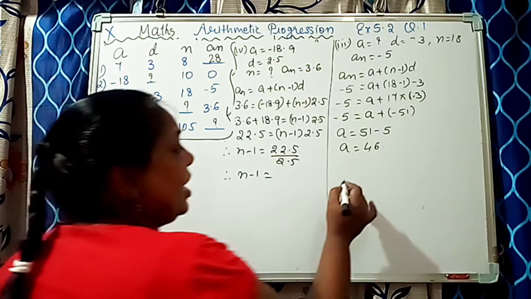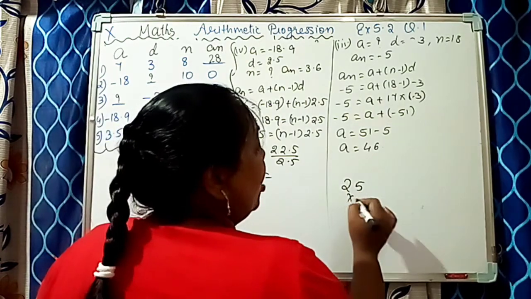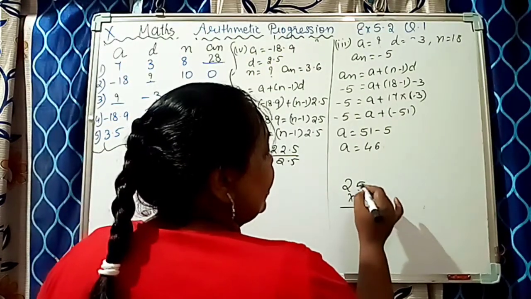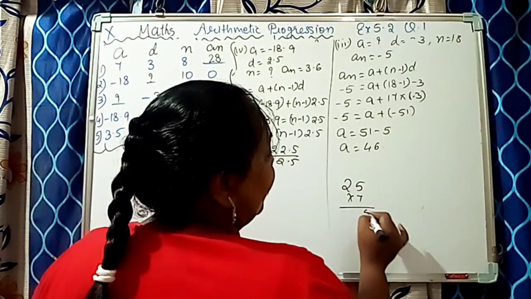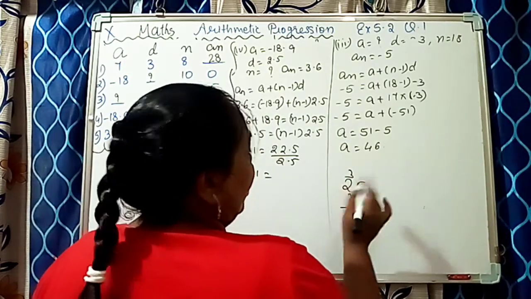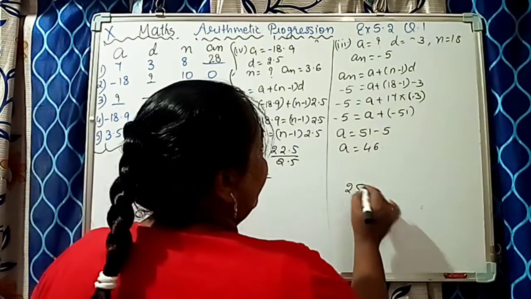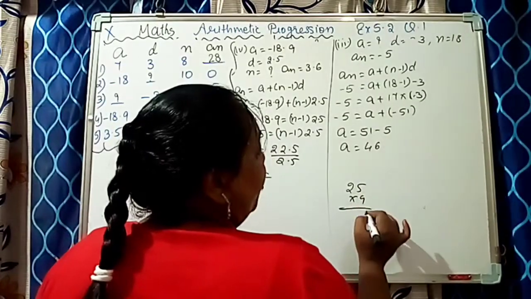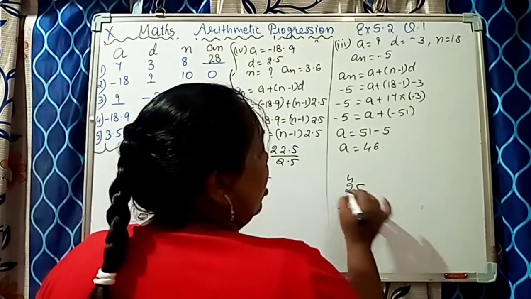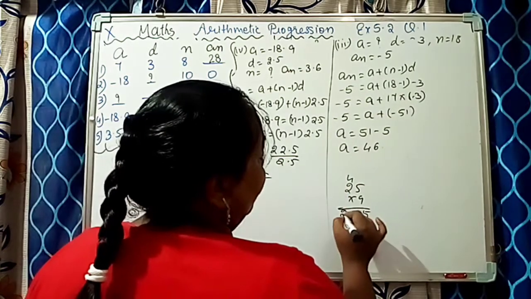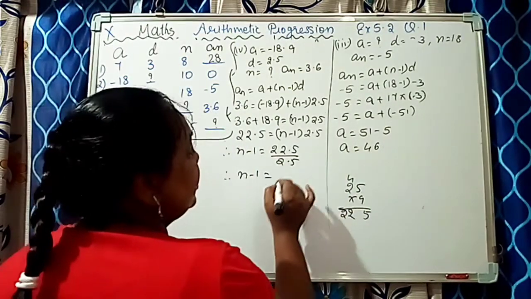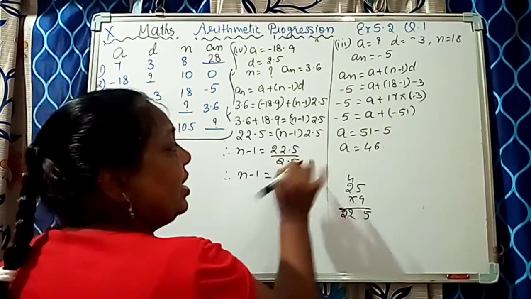So, we will see in the table of 25, sevens are 35, no, it won't get. So, we will try 25 into 9. 45, 5, 4, 9 to 18, 22. Okay, so the answer is 9. Okay, we will cut these decimals.